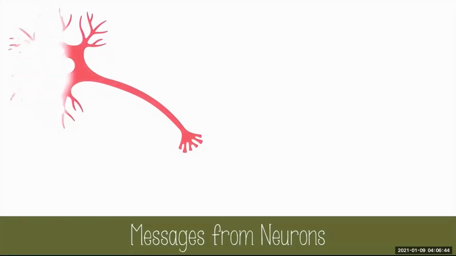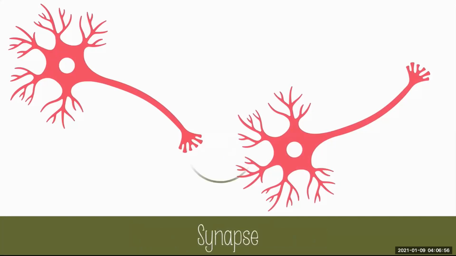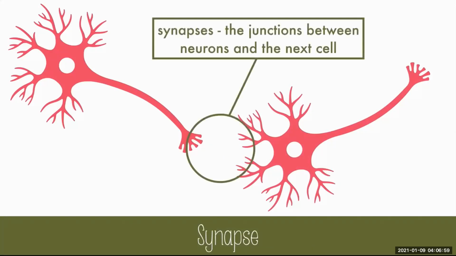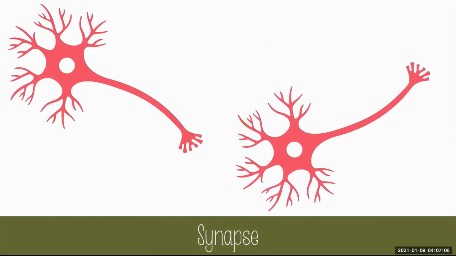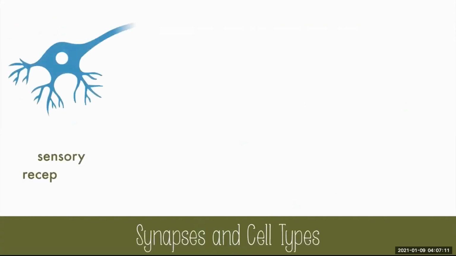A neuron transmits nerve impulses through itself, but when it's time to send a message to another cell, most neurons will send chemicals to the next neuron across a very small gap between them. The junctions between neurons and the next cell are called synapses. There are three major types of cells that neurons will form synapses with: sensory receptor cells, other neurons, and effector cells.